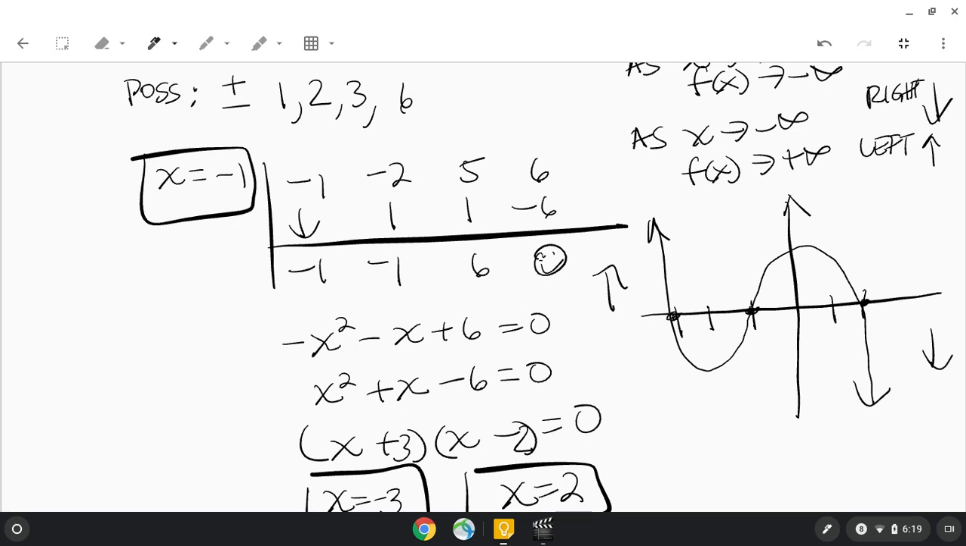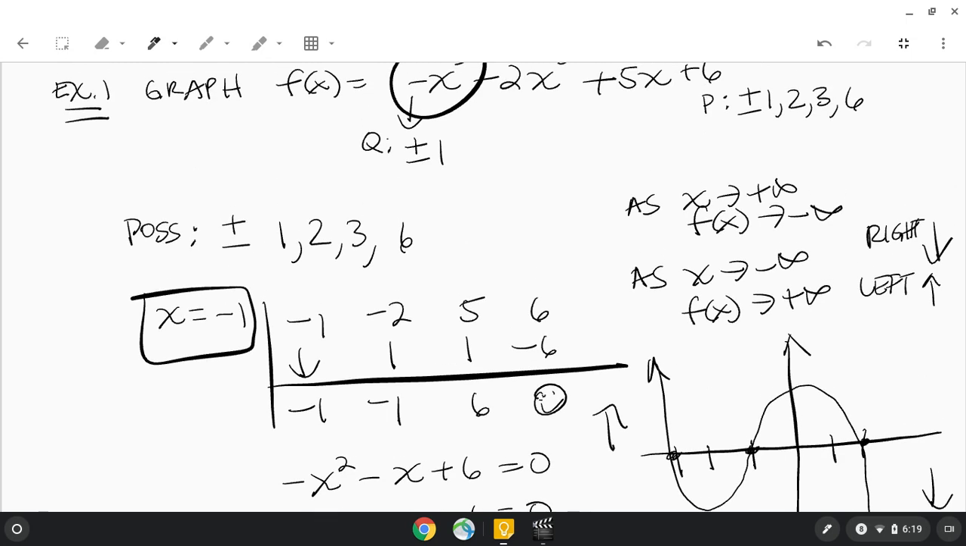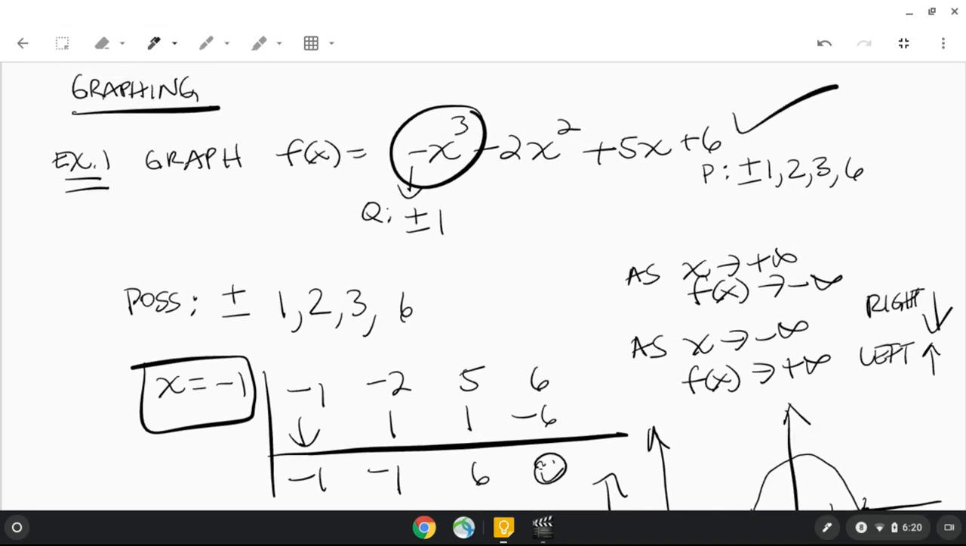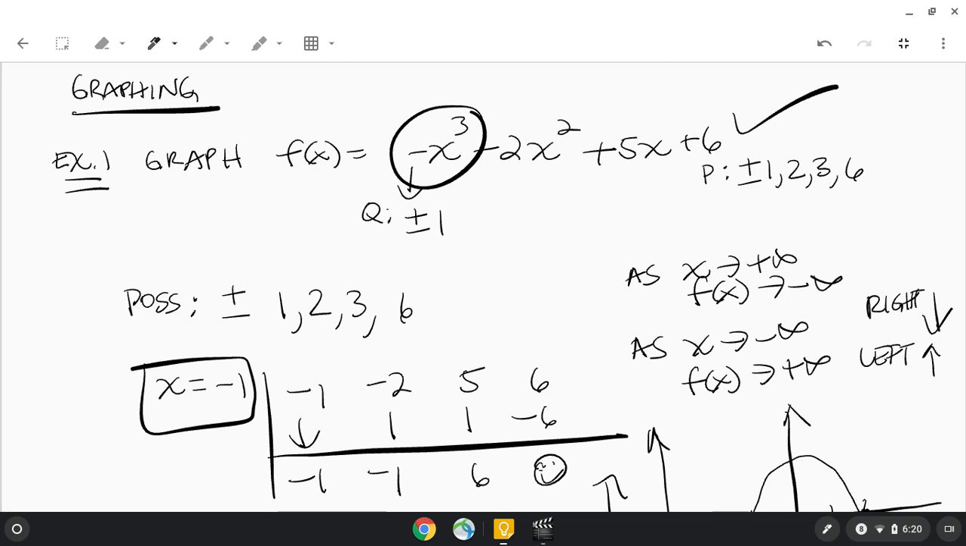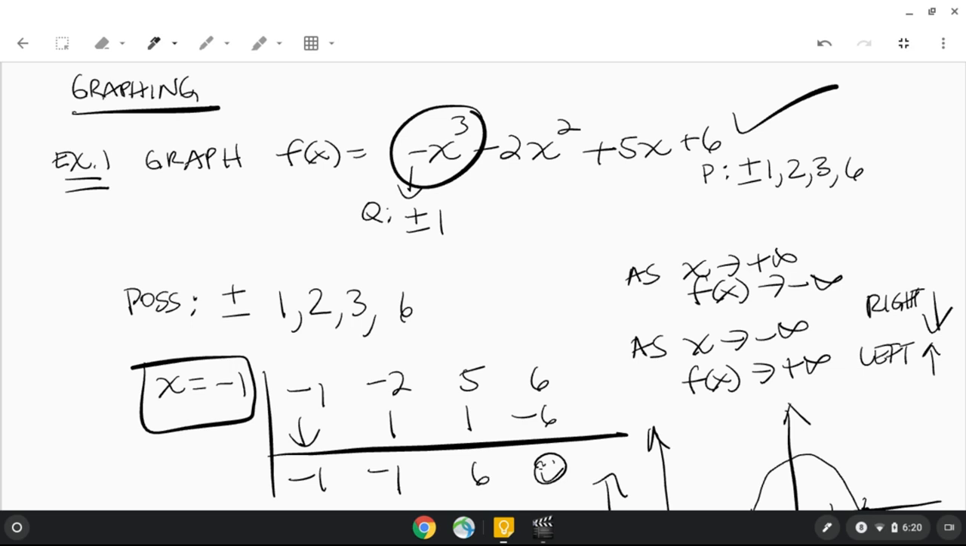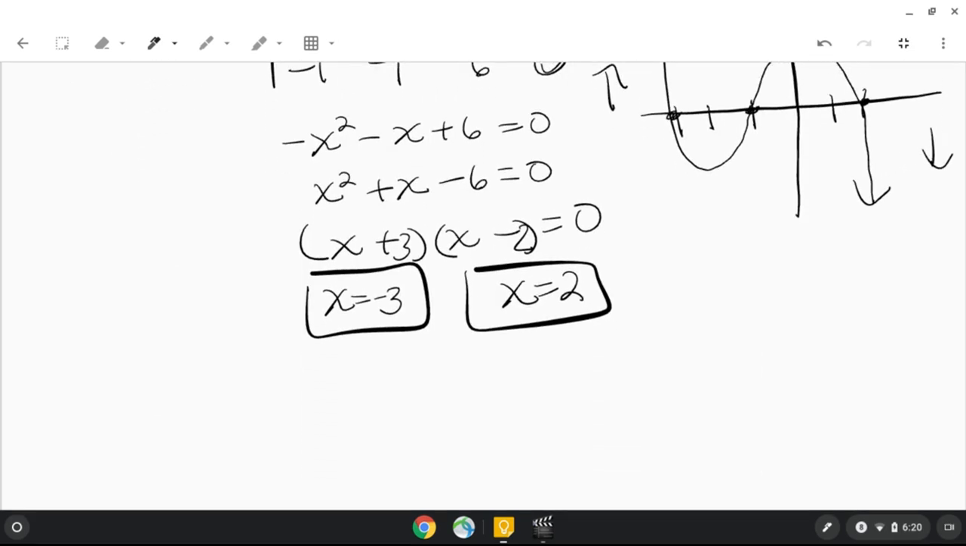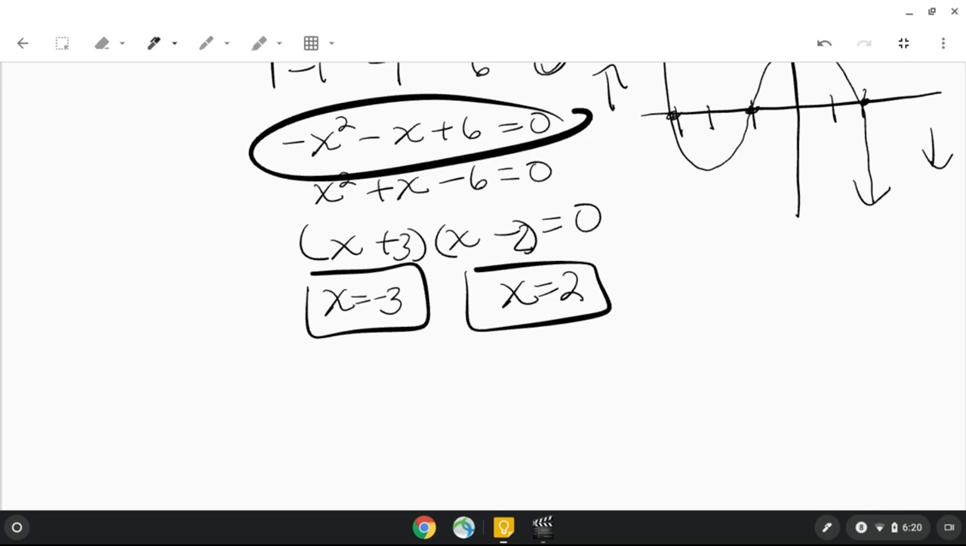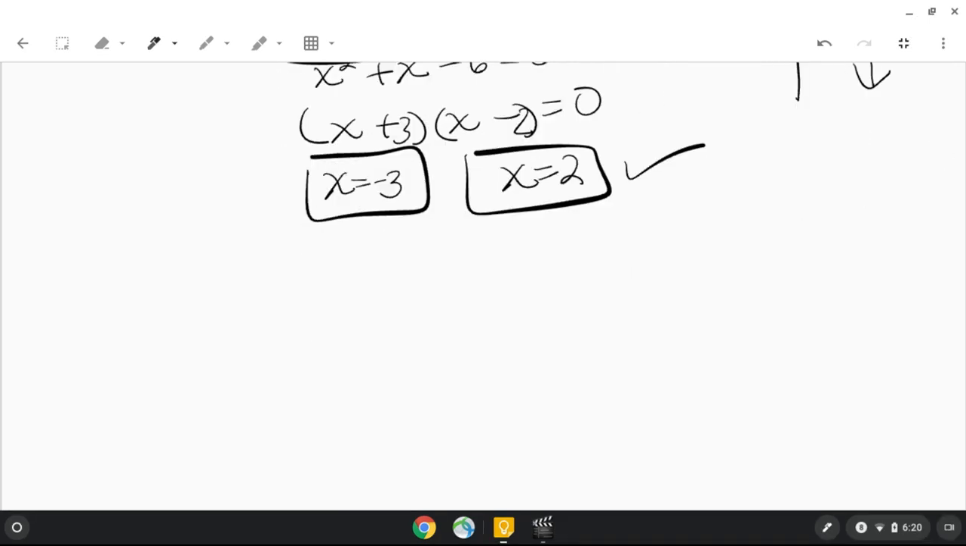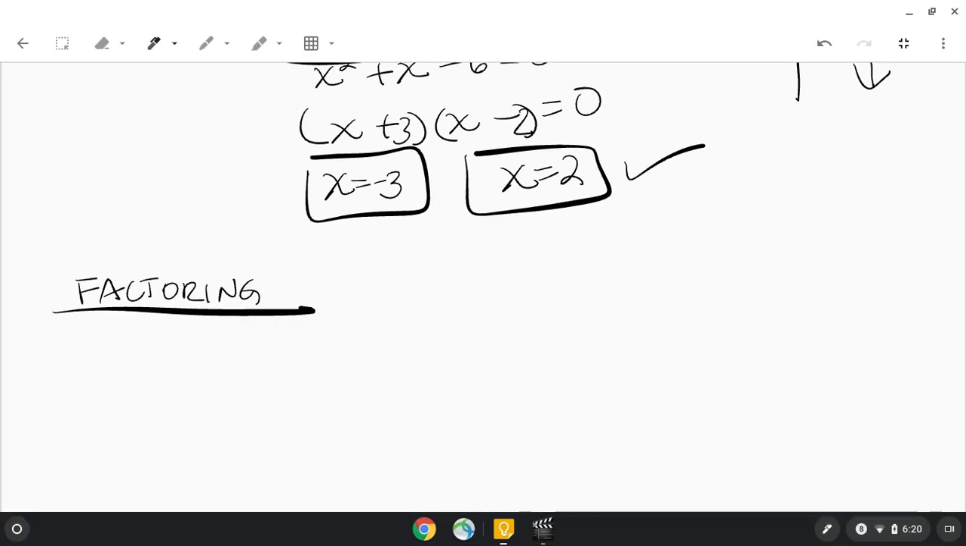So that's how you're going to be graphing these higher degree polynomials that initially are not factorable. You have to find maybe that first zero or maybe that second zero using this method, and then hopefully you'll get a degree 2 that's factorable, and you can find the rest of them. All right, factoring. Let's take a look at factoring going backwards.